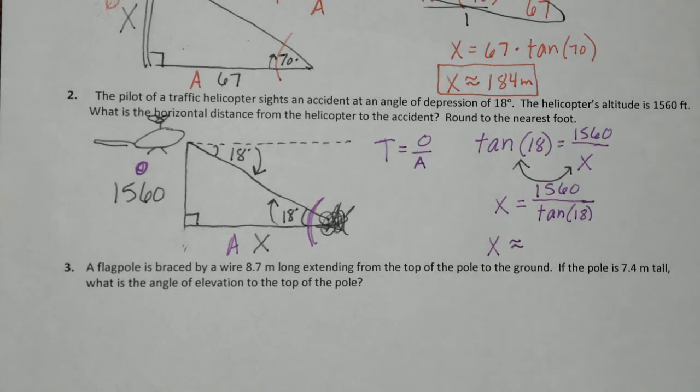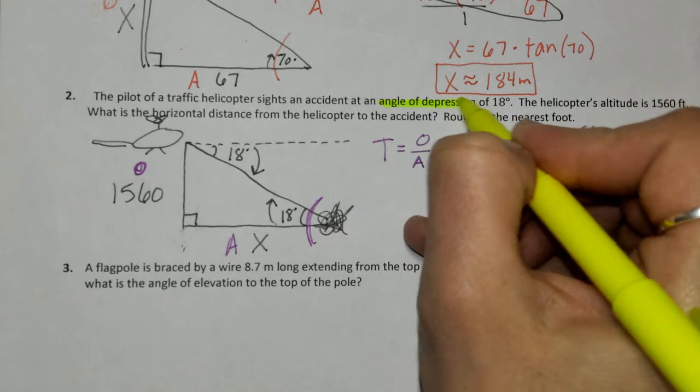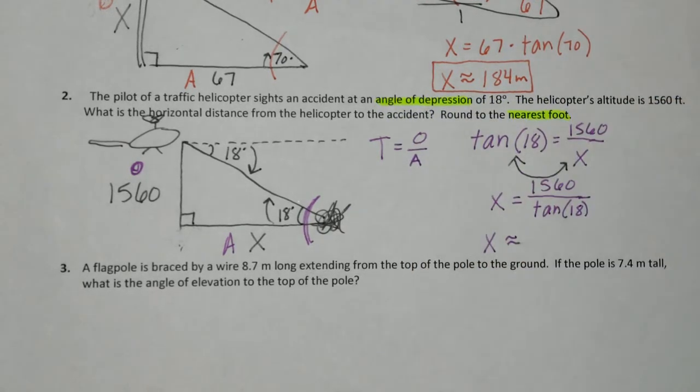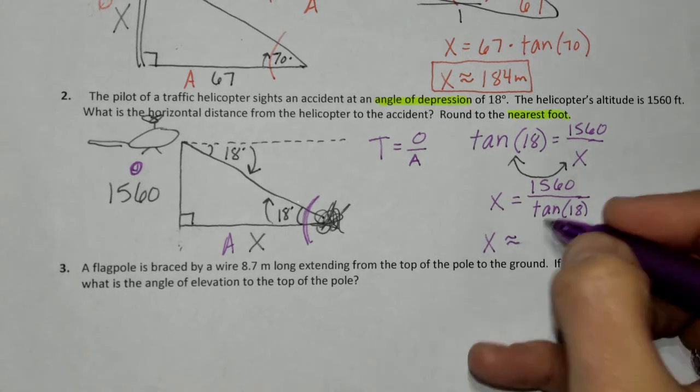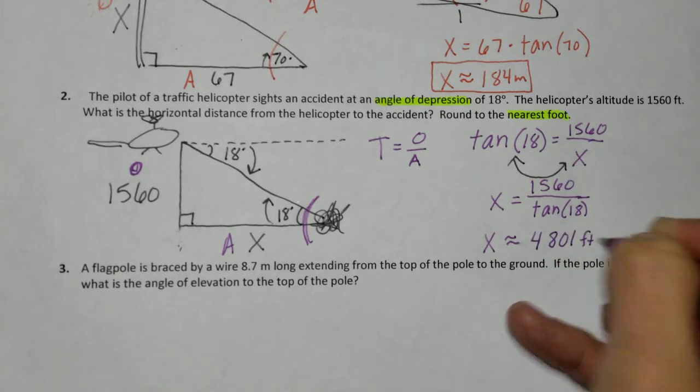A few things I did not highlight. I do apologize. We do want to make sure that we're seeing the angle of depression and we're rounding to the nearest foot. Okay? So here when we round to the nearest foot, it's going to be 4,801 feet.